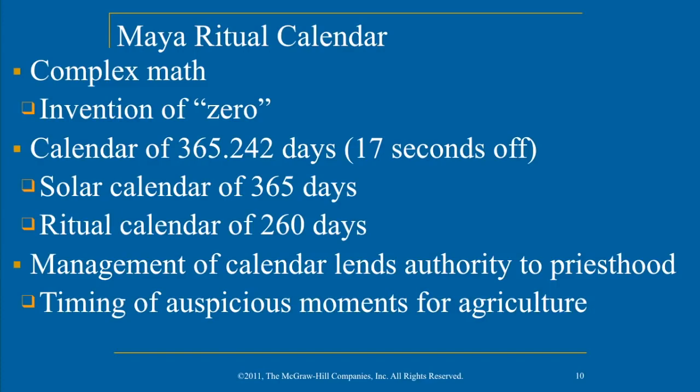Their calendar is the first calendar to be 365 days. They calculate it as 365.242 days. They eventually would be found to only be 17 seconds off from what we would understand today. They used two calendars that ran concurrently over top of each other. So, for example, their solar calendar was 365 days, while their ritual calendar of holidays and festivals ran for 260 days. The management of the calendar lends authority to the priesthood.